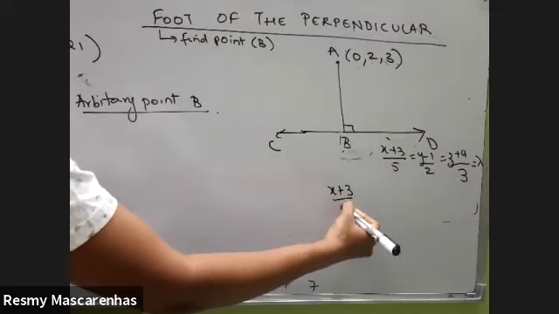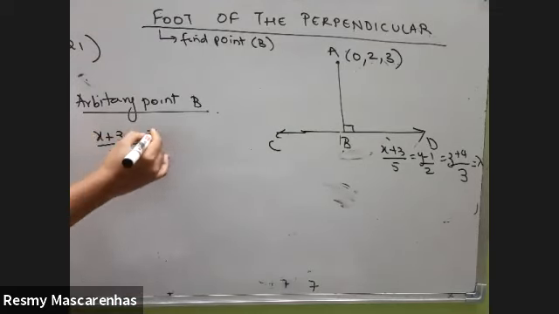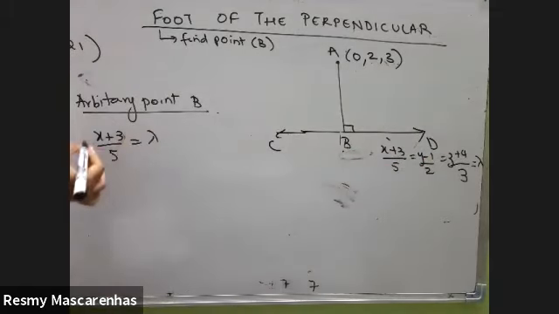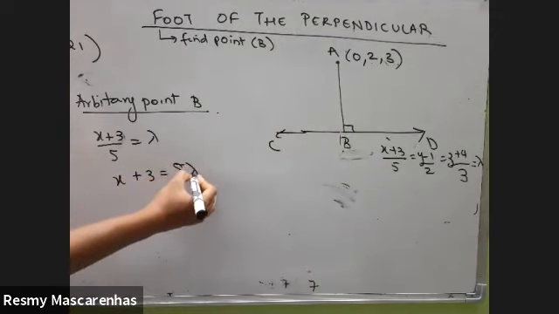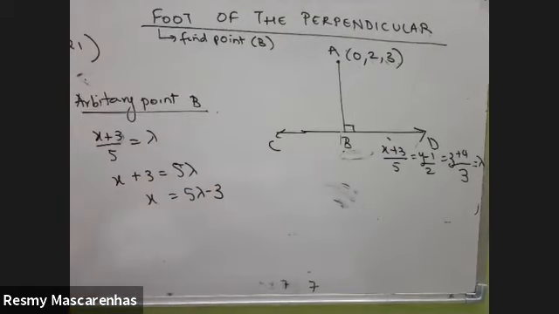X plus 3 upon 5. I'll write here only. So you have to take one at a time. First part equal to lambda. Then find a value of x. So x is 5 lambda minus 3.